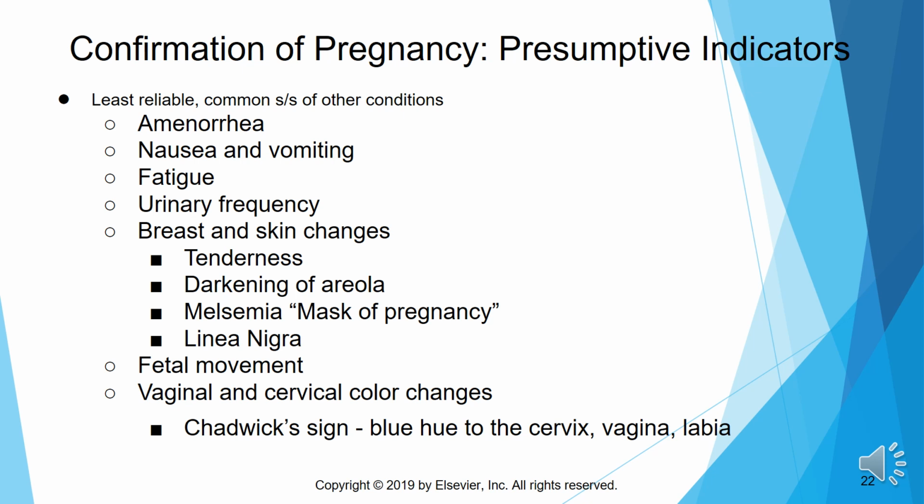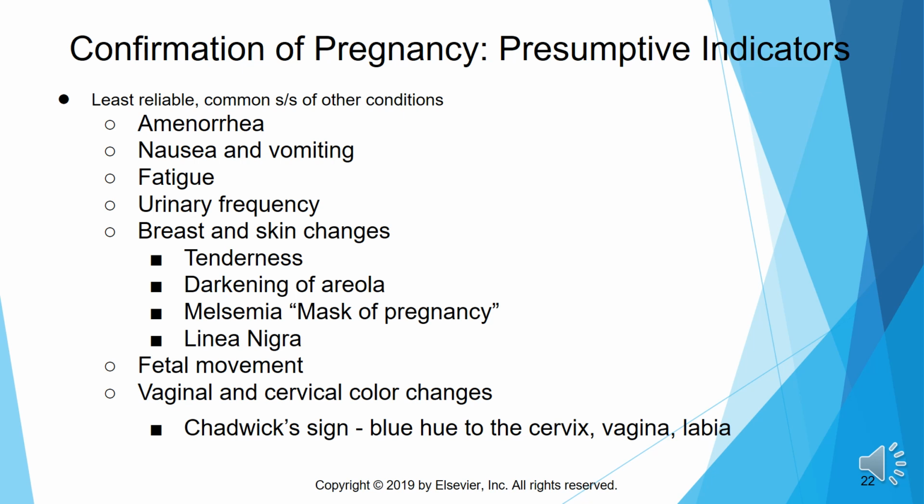Breast and skin changes. Breasts can become tender. There's a darkening of the areola often. There's something called a mask of pregnancy where it almost looks like raccoon eyes, so right around the eyes they will have kind of a darkening. That can be an indication, but usually that's a little bit later in pregnancy. So if you've kind of missed the boat, then I guess you can rely on the mask of pregnancy, or melasma, to tell you that you're pregnant, but I wouldn't.